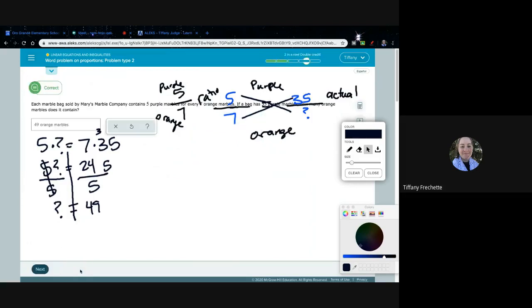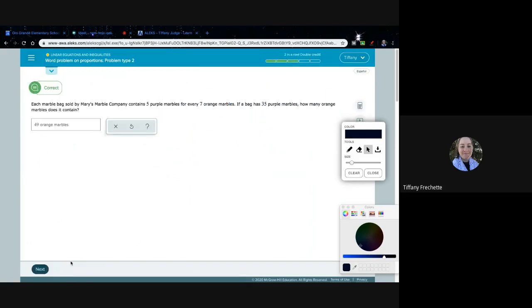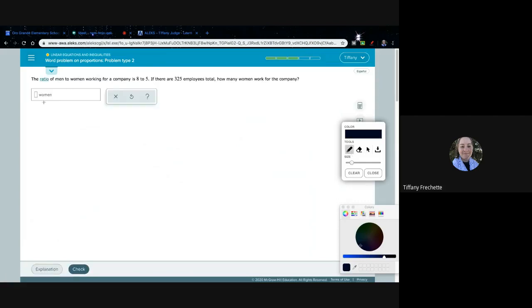All right, one more of these. Okay, the ratio of men to women working for a company is 8 to 5. So I have 8 to 5, men to women. So here's my ratio. There are 325 employees total. So I hear the word total. That tells me I'm going to compare one of these pieces to the total. How many women work for the company? So we're going to be comparing women, but first I need to know what's my comparison for total. So I have 8 plus 5, and I get 13. So this is my total, or my whole comparison.